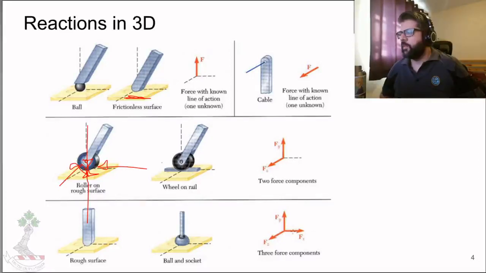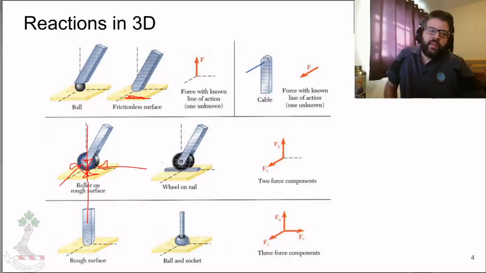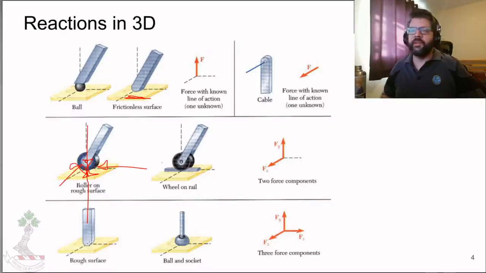And then we can have 3 force components. The table leg sitting on a surface. If you try to push on the table, it is going to resist that movement due to the friction between the leg and the floor it's sitting on. So here, the reaction again can look like that, can look like that, can look like that, can act in all directions.